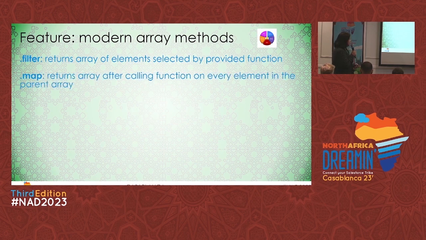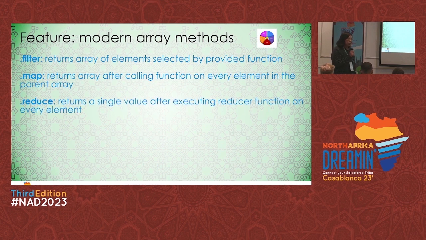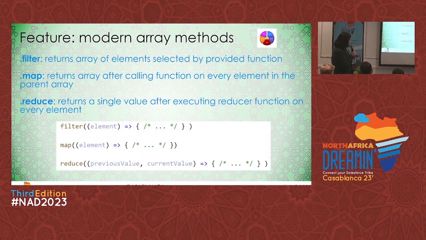Map is going to, again, take a function, and then it's going to go through each element of an array, and it's going to apply that function and give you back a second array. And reduce is going to return a single value after executing a reducer function, again, a function, in each element of an array. The syntax is like this, so all of them take a function. But the only thing to be aware is that reduce takes 2 values. We'll see some examples now.